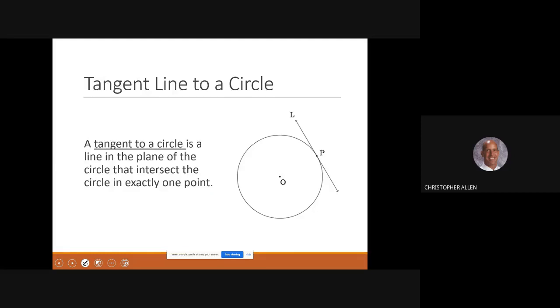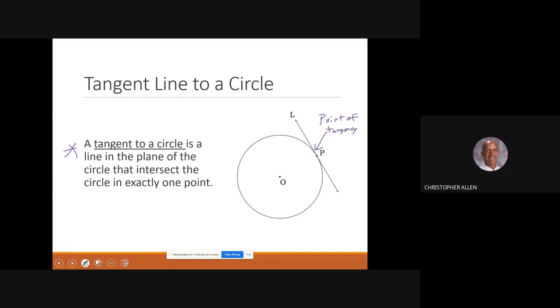So here, just look at the picture. Don't read the words. You see that circle? You see that line L? That's called a tangent. And the definition, now let's look at the words. The definition of a tangent is just a line in the plane that intersects the circle at exactly one point. We call this point right here the point of tangency.